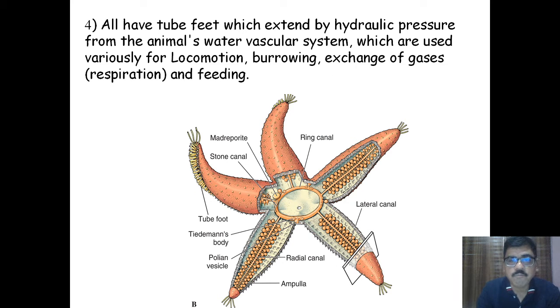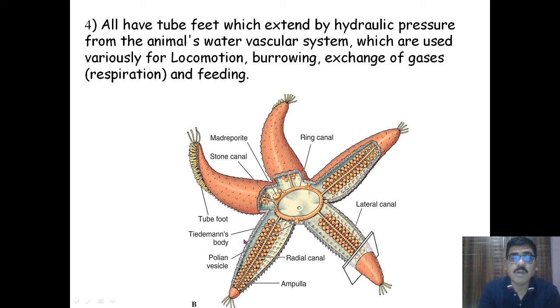All have tube feet, which extend by the hydraulic pressure from the animal's water vascular system, which we also call the ambulacral system. And this water vascular system is specifically made up of the tube feet, a ring canal, then radial canals, lateral canals, and then again an important structure, the madreporite, and the stone canal.